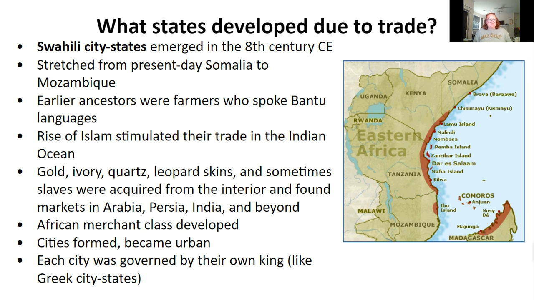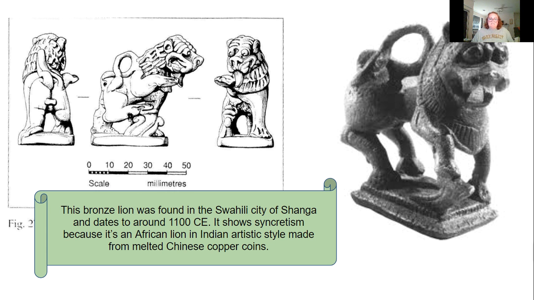All right, now we have the Swahili city-states, and they emerged in the 8th century. They stretched from present-day Somalia to Mozambique, on the eastern coast of Africa. Early ancestors were farmers who spoke Bantu, because this was where the Bantu migrations happened, if you remember from your African map activity. You would see the rise of Islam stimulate their trade in the Indian Ocean. They would sell exotic luxury goods like leopard skins, quartz, and ivory into the markets of Arabia, Persia, India, and beyond. The African merchant class greatly developed during this time.